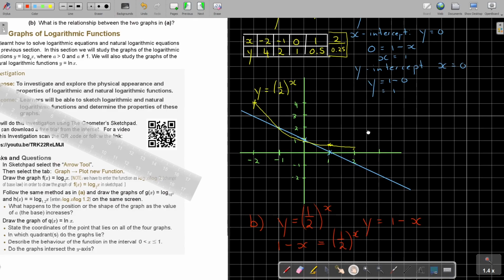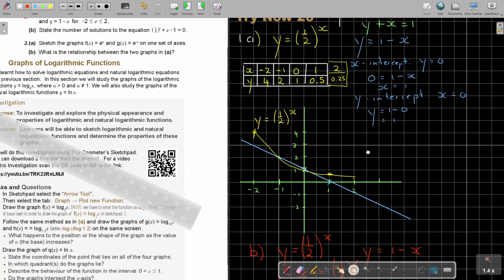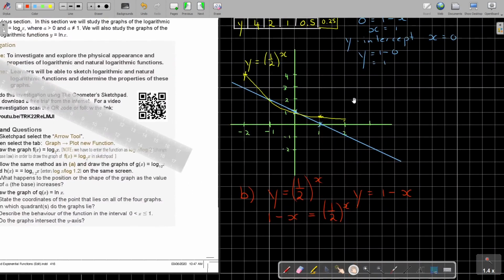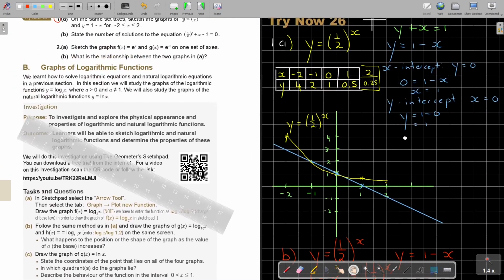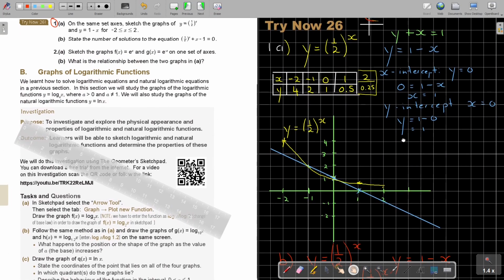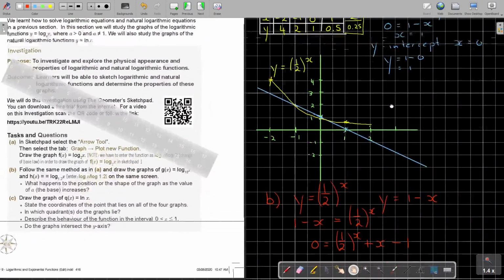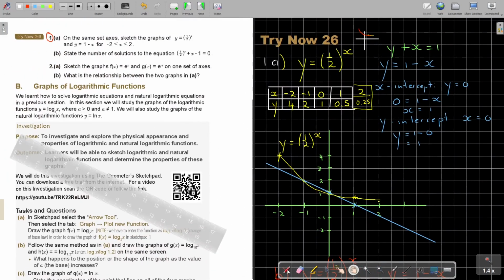Then it's 0 equals a half to the power of x plus x minus 1. Now we can check if this is correct, what was standing there. Yes, a half to the power of x plus x minus 1. Did you see it there? And they state the number of solutions.